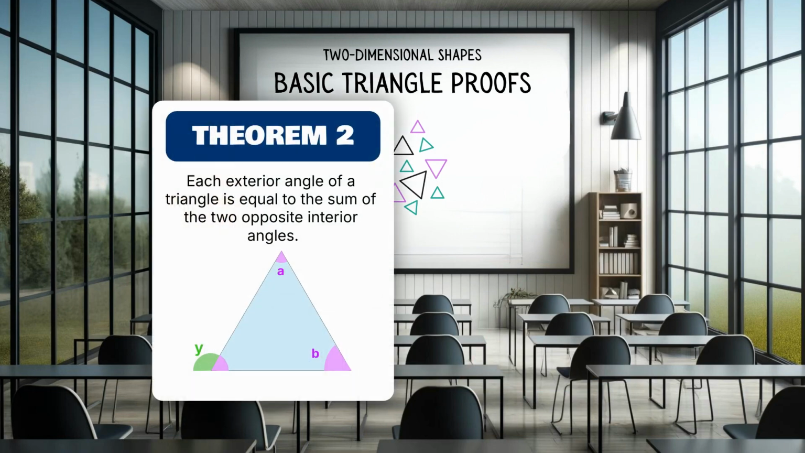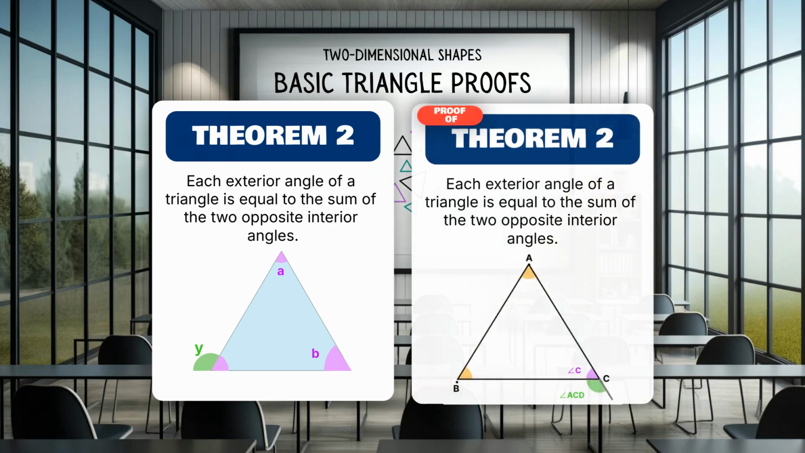Next, we examined the properties of exterior angles in a triangle, specifically proving that each exterior angle is equal to the sum of the two opposite interior angles. By extending a side of the triangle and using the concept of supplementary angles on a straight line, we showed that angle ACD, the exterior angle, is equal to angle A plus angle B, the sum of the two non-adjacent interior angles. These theorems are crucial for solving various geometric problems involving triangles.